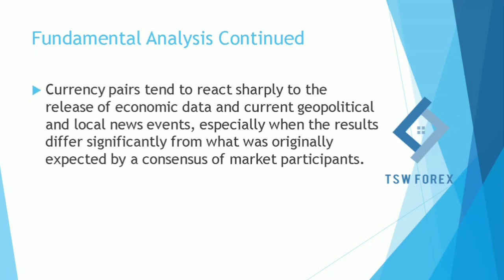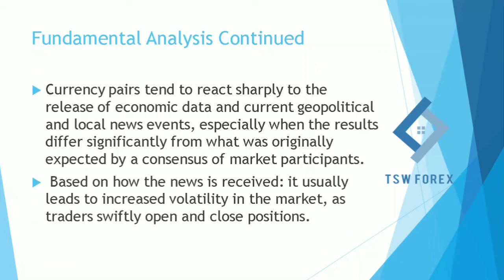Currency pairs tend to react sharply to the release of economic data on current geopolitical and local news events, especially when the results differ significantly from what was originally expected by a consensus of market participants. Based on how this news is received, it usually leads to increased volatility in the market as traders swiftly open and close positions. As I said before, if there are a lot of orders being filled in the market, that increases the volume and volatility, and therefore it will cause the price to move very rapidly. So on the charts, sometimes when news is released, especially high impact news, there's a lot of movement in the price.